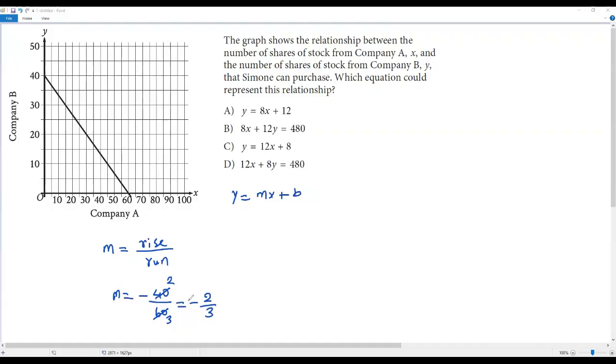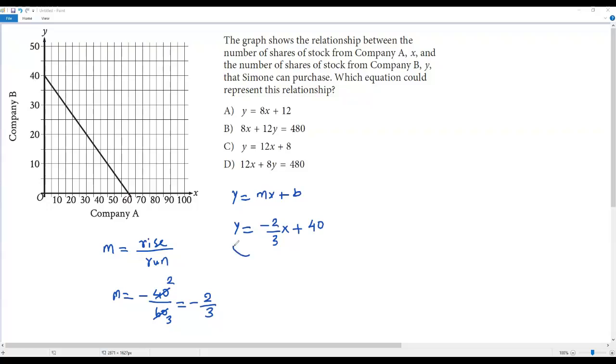And we can get the y-intercept from the graph easily. That is where the line intersects the y-axis. The line intersects the y-axis at 40. So the y-intercept is 40. So then the equation of the line is y equals, for m, we can plug in negative 2 over 3, that's the slope, so negative 2 over 3 times x plus the y-intercept, b, which is 40. So now I have the equation of the line which represents the relationship.